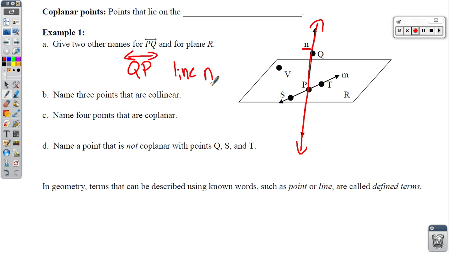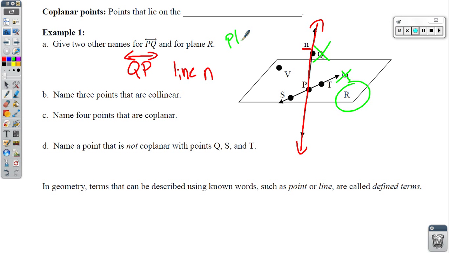All right, so if we want another name for plane R, so you can see this R right here, that's naming this plane. Well, we can name a plane with points as well. So we need at least 3 points. So what we want to do is name 3 points that are on this plane. So for example, we could not use point Q because Q is above the plane, it's not on the plane. Also, we don't want to use M because M is not a point, M is a name for the line. So what we'd have to do is choose either V, S, P, or T. We're going to have to use some combination of those.